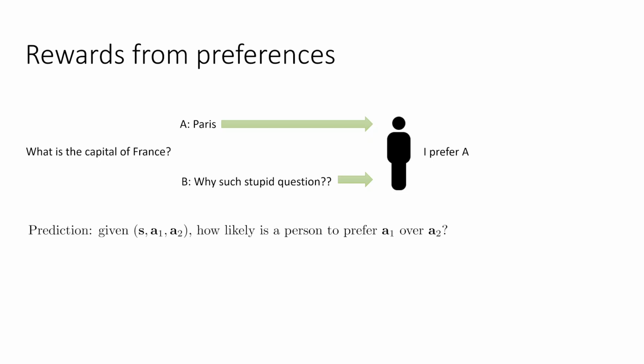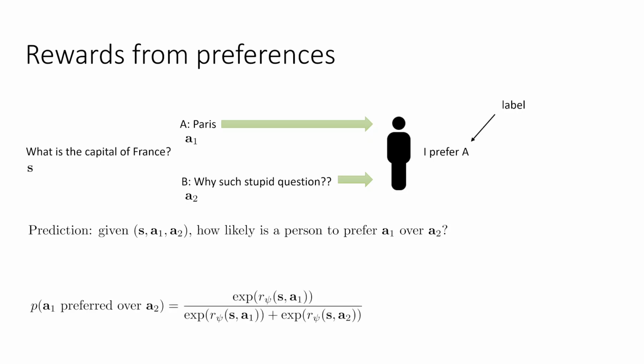So here's a thought. Can we use these kinds of preferences to design reward functions? Now, reward functions have to assign a number to a particular answer. Preferences are a function of two answers. So given S, A1, and A2, how likely is a person to prefer A1 over A2? That is a well-defined probability. So if the state is "what is the capital of France," the actions are "Paris" and "why is such a stupid question," and the preference A is the label, we could simply model the probability that A1 is preferred over A2, and we can learn that.